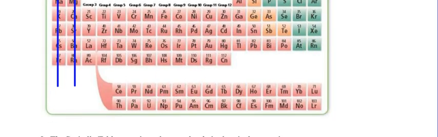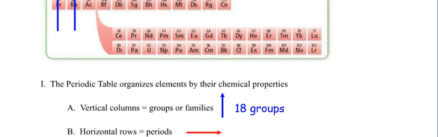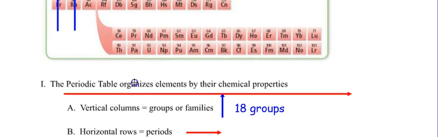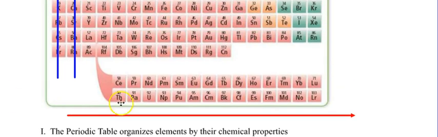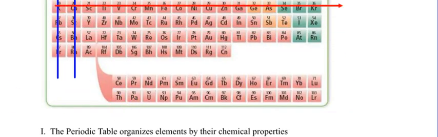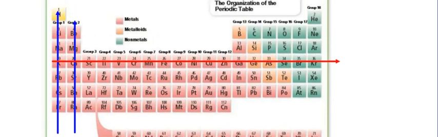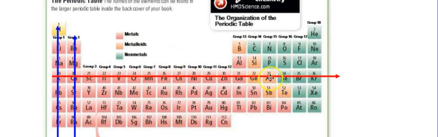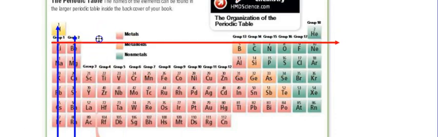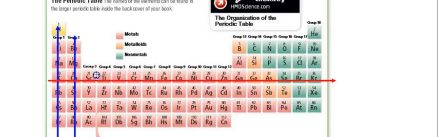Okay, well, what about the horizontal rows? What do I call these? I call them periods, all right? So over here, let's just pick one. Let's go, this looks like a good one. So here I have, this is a period. This is period 1, period 2, period 3, period 4. All right, so I'll just leave it at period 4, okay?